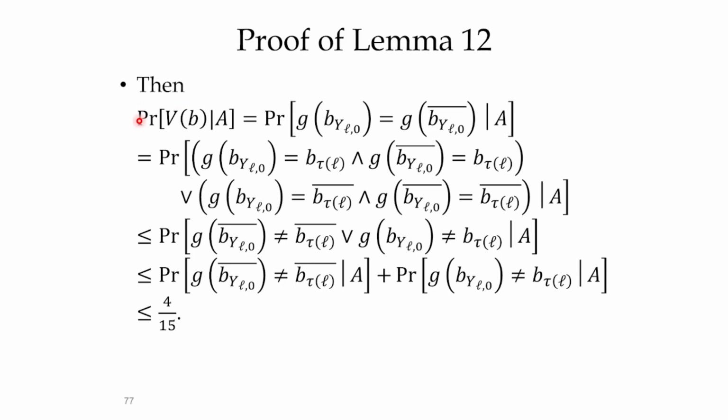Then, the probability of V of B, where A, is equal to this probability over here, and we keep going with the probabilities and changing the stuff. Sometimes we use the bar, and eventually we reach 4 divided by 15.